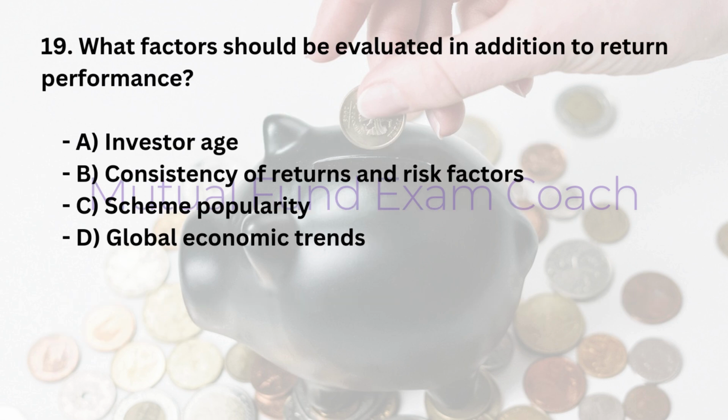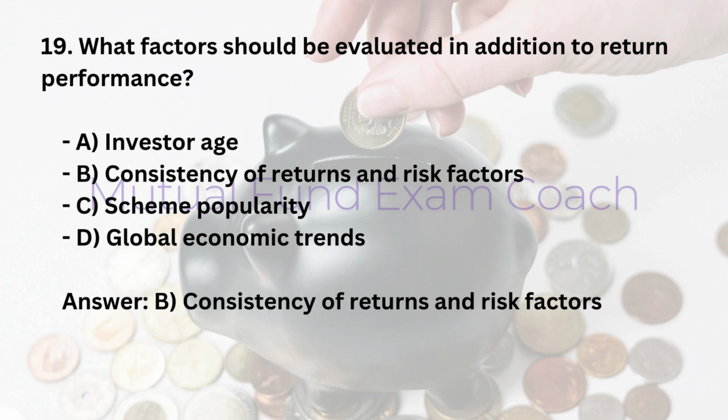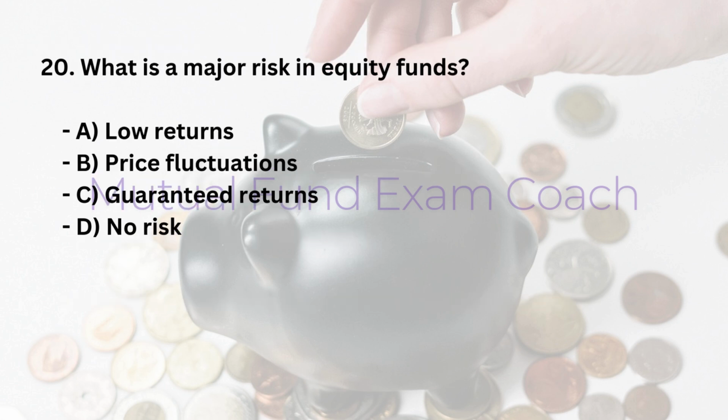19. What factors should be evaluated in addition to return performance? A. Investor age. B. Consistency of returns and risk factors. C. Scheme popularity. D. Global economic trends. Answer: B. Consistency of returns and risk factors. 20. What is a major risk in equity funds? A. Low returns. B. Price fluctuations. C. Guaranteed returns. D. No risk. Answer: B. Price fluctuations.